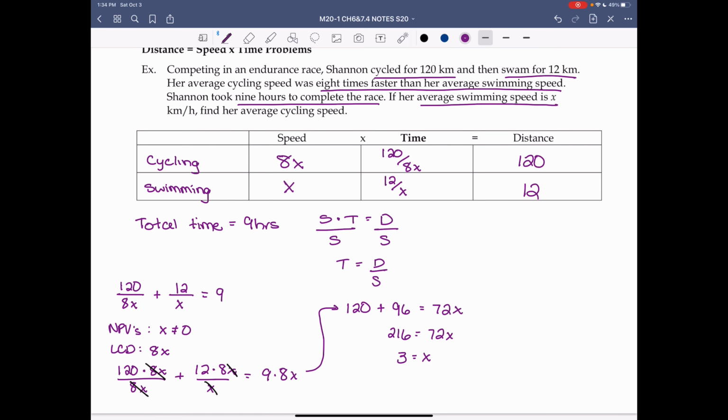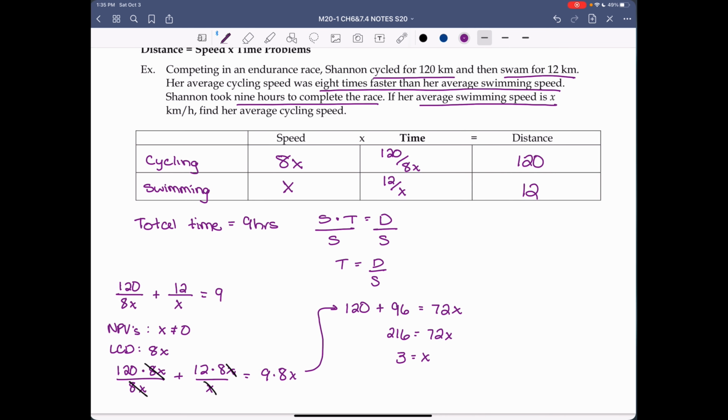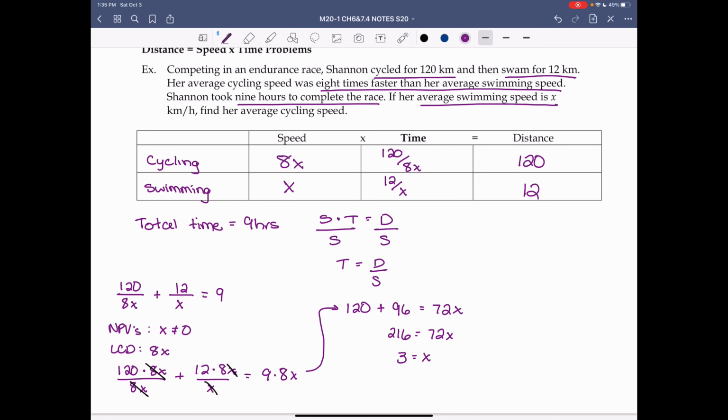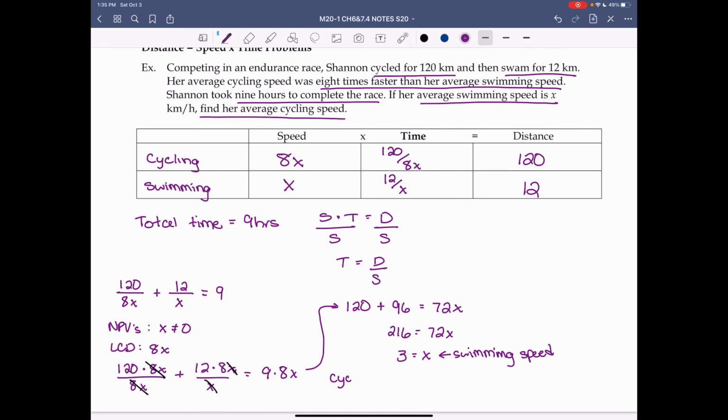So if x equals 3, that is our swimming speed. The question is asking us to find her average cycling speed. So we've got the swimming speed. Now we want to find the cycling speed, which we know is 8x. 8 times 3, which is 24 kilometers per hour.